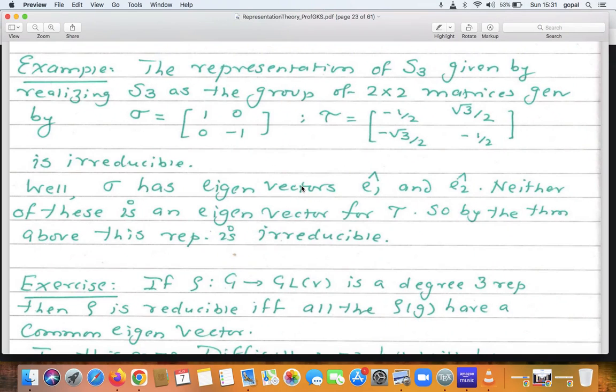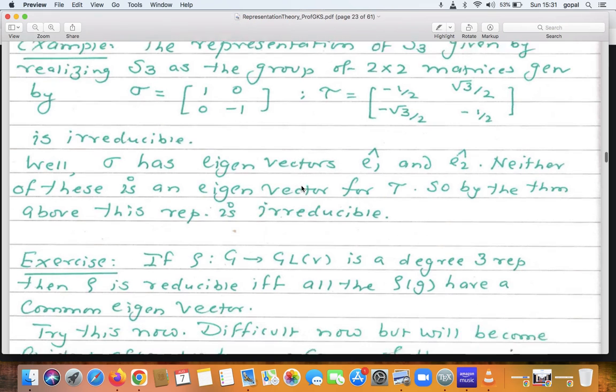So for S3, we have three irreducible representations: two degree 1 representations and one degree 2 representation. Again, the number of irreducible representations is exactly 3, and it matches with the number of conjugacy classes. This is one of the theorems that's going to come in the second chapter.